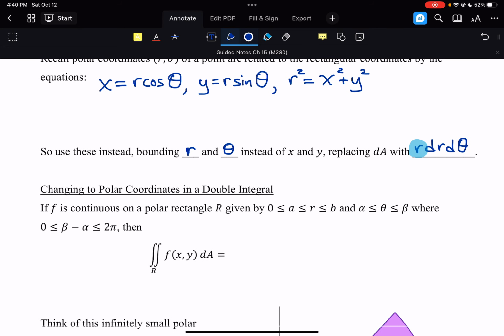So changing to polar coordinates in a double integral, basically if we're converting from x's and y's into r's and thetas, we're just going to do the conversion. So instead of f of x, y, it's going to be f of r cosine theta, r sine theta. And instead of dx dy or dy dx, it's r dr d theta, with r going from a to b and theta going from alpha to beta.